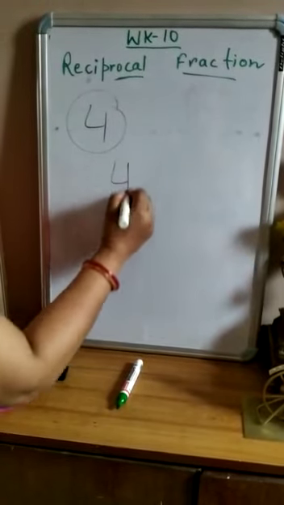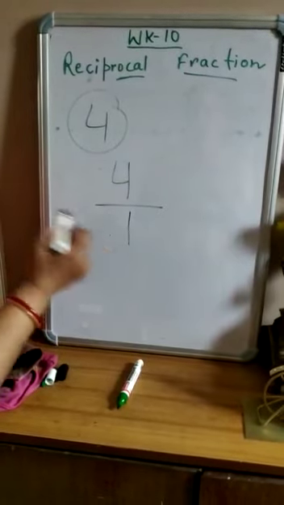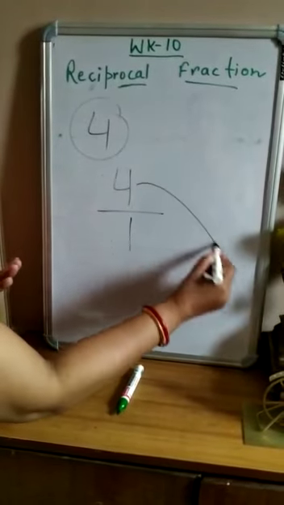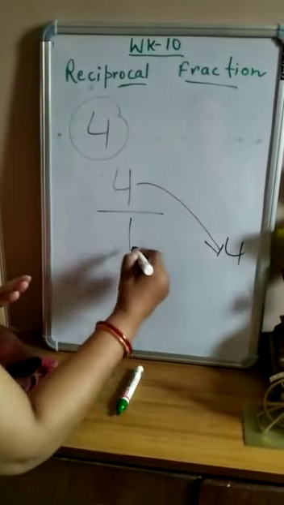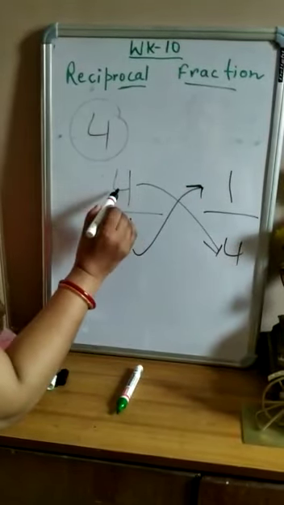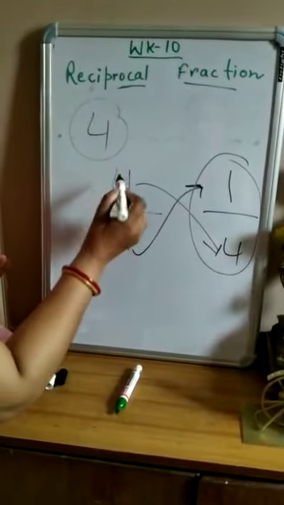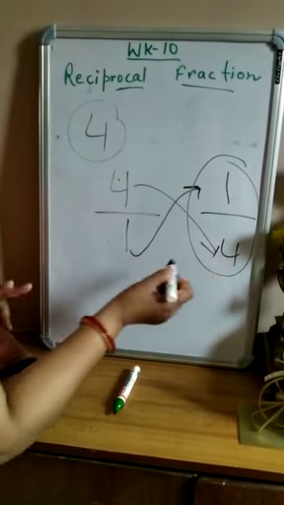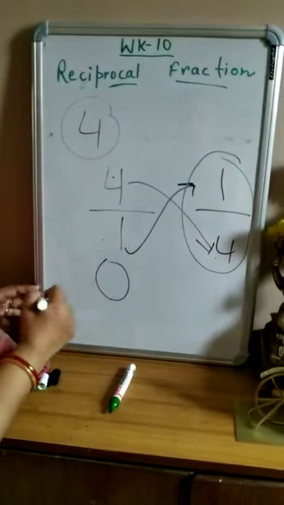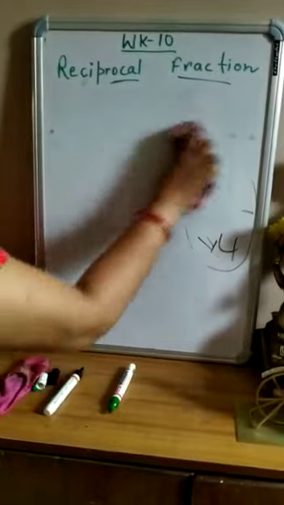We can write 4 as a fraction, 4 by 1. Here 4 is the numerator and 1 is the denominator. We interchange the position of numerator and denominator, so the 4 will become the denominator and the 1 will become the numerator. See, 1 by 4. So the reciprocal of 4 by 1 is 1 by 4, by interchanging the numerator and the denominator. But in case of 0, 0 does not have a reciprocal. Always keep this in mind.